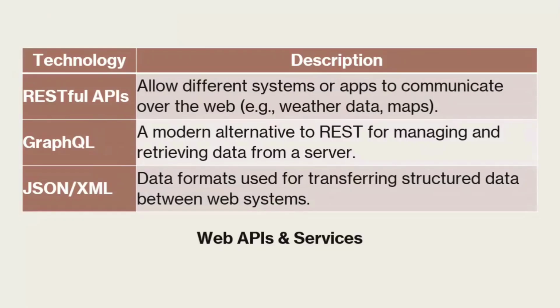And we have web APIs and services. We have RESTful APIs. It allows different systems or apps to communicate over the web, for example weather data or maps. Second, we have GraphQL, a modern alternative to REST for managing and retrieving data from a server. We have JSON or XML, data formats used for transferring structured data between web systems.